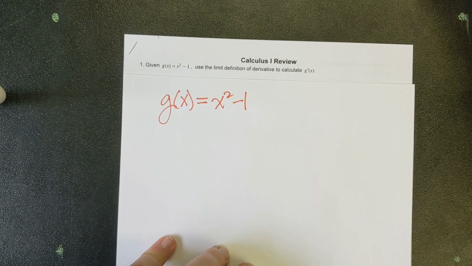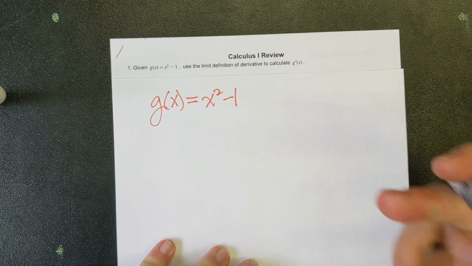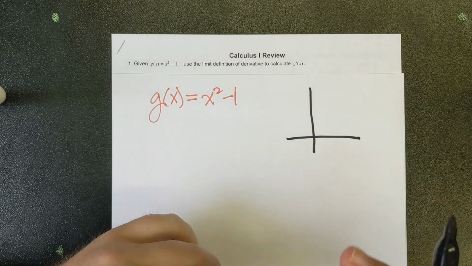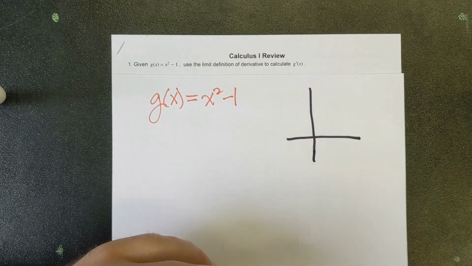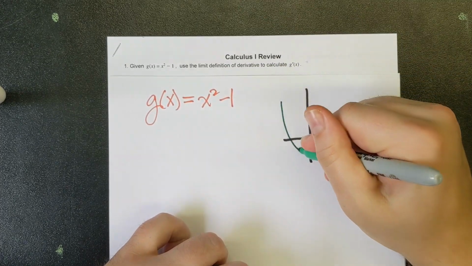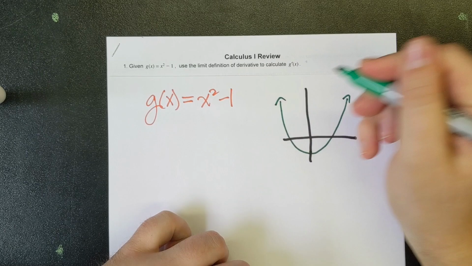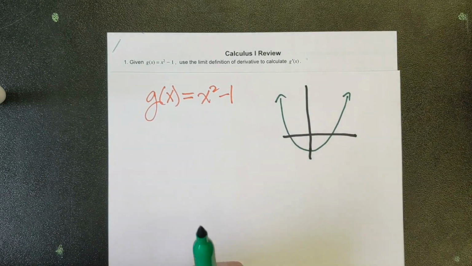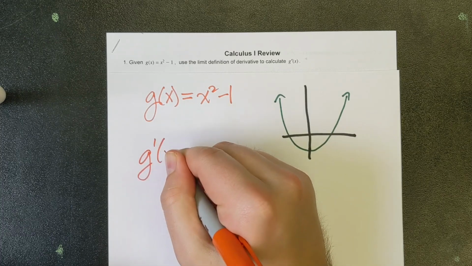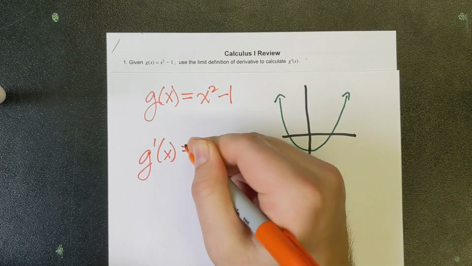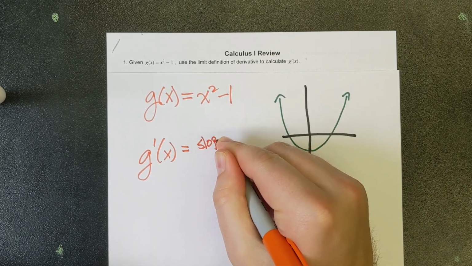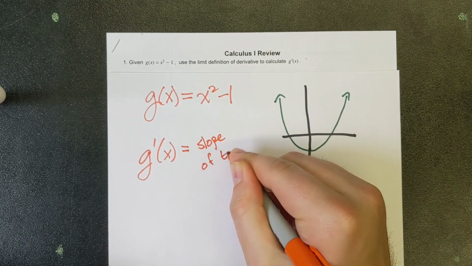So recall, given a function like this, g of x equals x squared minus 1, this function will look something like, oh, it's a parabola, it's been moved down 1. It looks something like this. And the way we figure out what the derivative is, we want to calculate g prime of x, the derivative represents the slope of the tangent line.